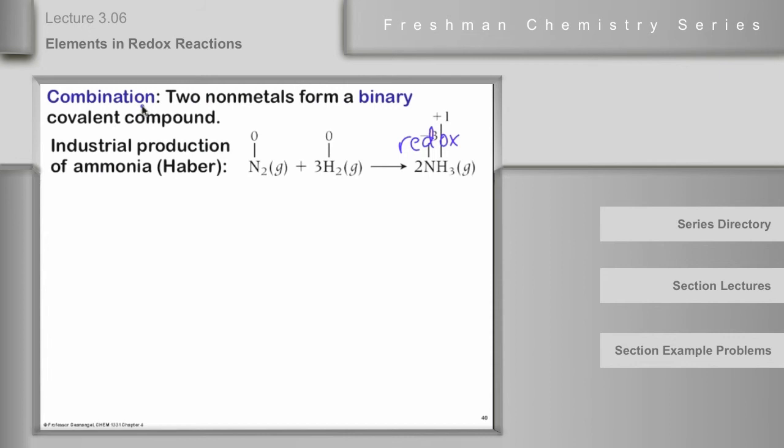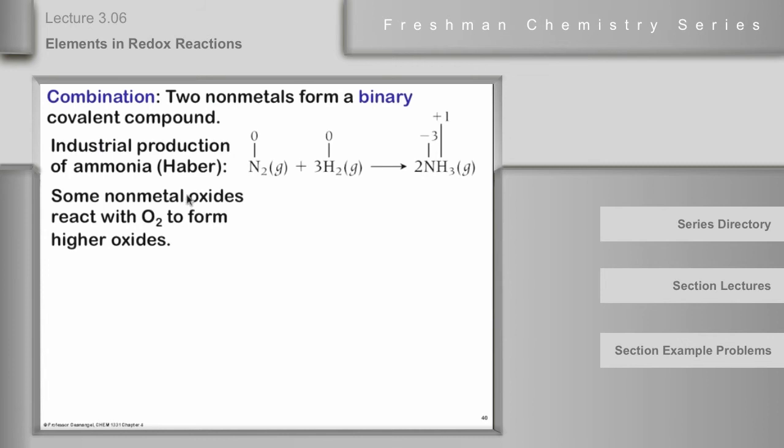The first thing is a combination reaction involving 2 nonmetals to form a binary covalent compound. An example of this is the industrial process that was invented in Germany before the First World War, called the Haber process, after Fritz Haber, who invented it. It's N2 plus 3 H2 goes to 2 NH3, and you can see 2 substances combine to give 1 substance. Okay? Don't worry about the coefficients. We're just interested in the number of different substances. 2 substances give 1, so this is a combination reaction.